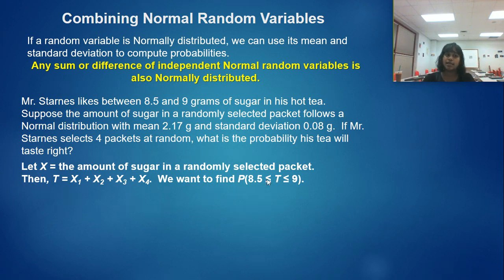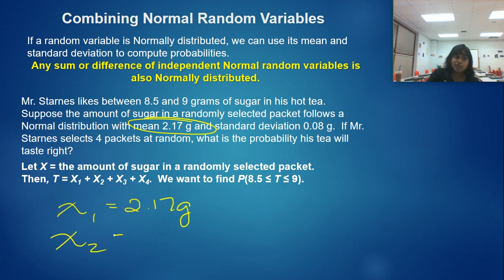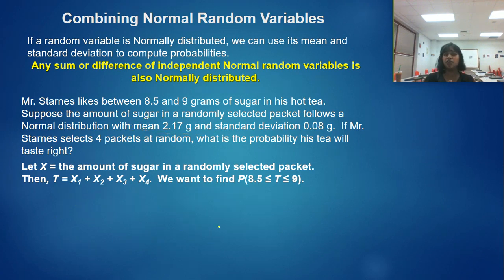What is X sub 1? What is the amount of sugar in a randomly selected packet? Well, they didn't give us any other information except that the mean was 2.17. So guess what X sub 1 equals? 2.17 grams. Guess what X sub 2 equals? 2.17 grams, and so on and so forth. They didn't give us any other information, so we have to use the information at hand.